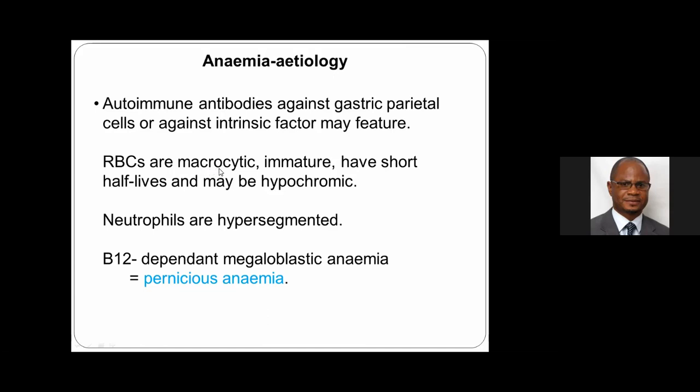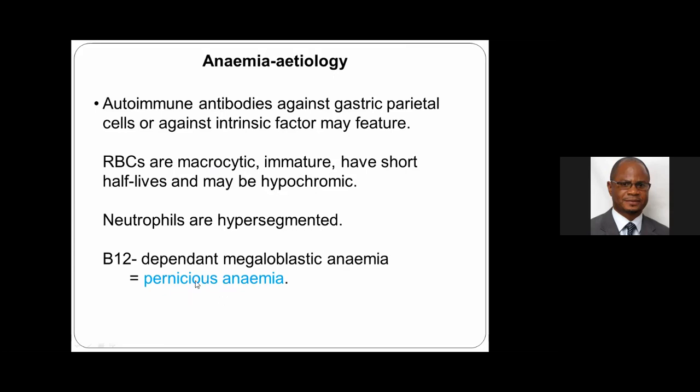And so RBCs become macrocytic. They are immature, they have a short half-life, and they may be hypochromic as well. Neutrophils in this situation are hypersegmented. So we have B12-dependent megaloblastic anemia referred to as pernicious anemia. If the megaloblastic anemia is due to B12 deficiency only, it is also referred to as pernicious anemia.